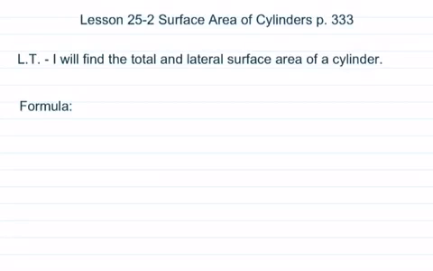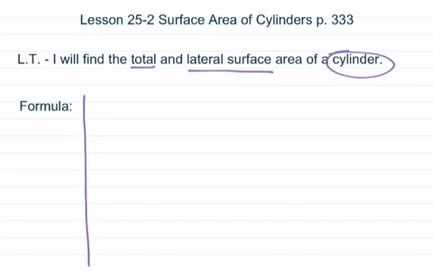Okay, lesson 25-2, surface area of cylinders, and this is page 333 in your Springboard book. Our learning target: we're going to find total and lateral surface area of a cylinder. Okay, so again, these formulas are on your formula sheet.